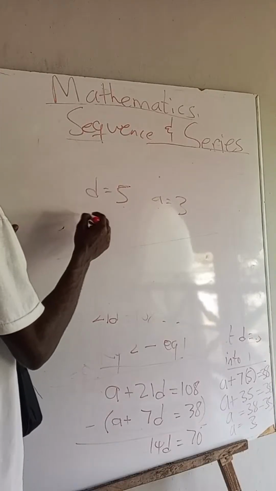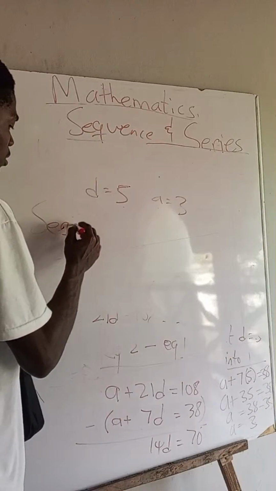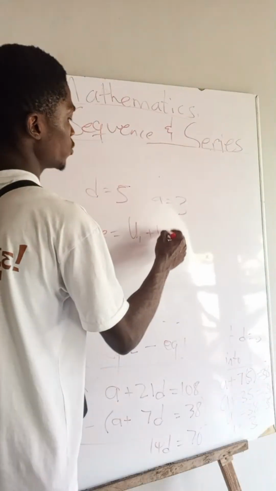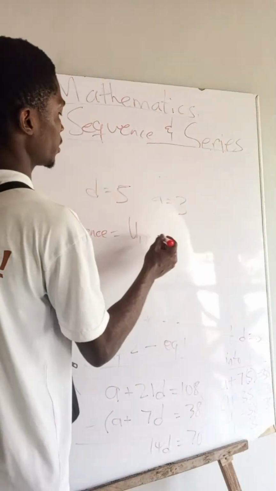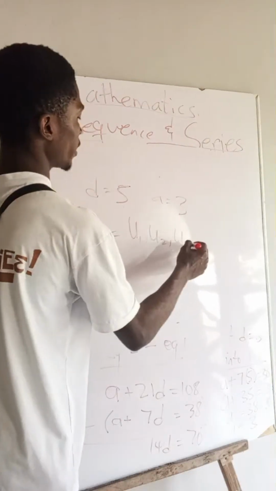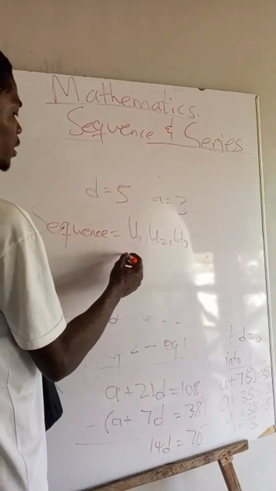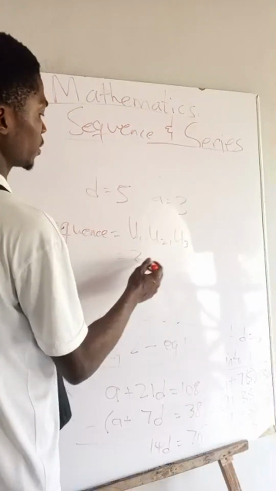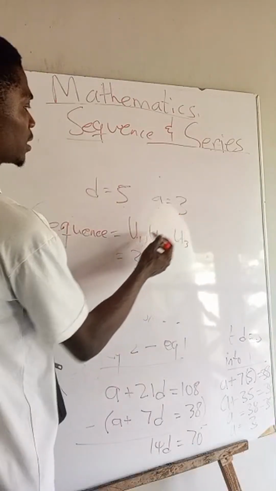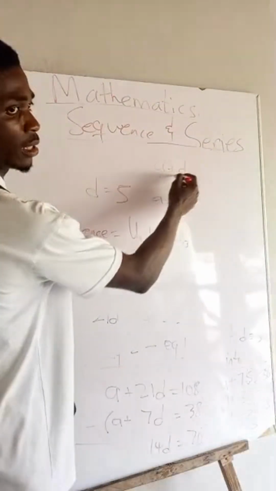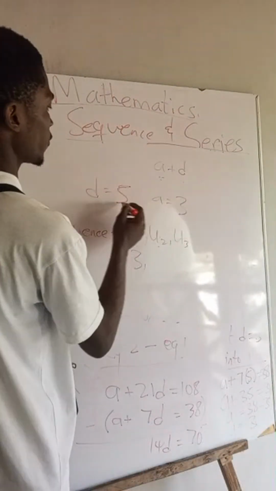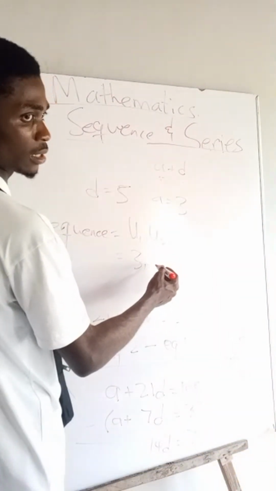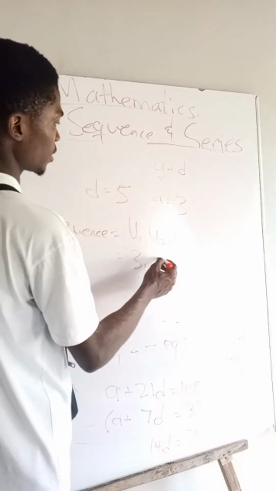So let me say the sequence is going to be u1, u2, u3, right? So what will be the u1? That is the A, right? And the A is 3, so 3. The u2 is A plus D, right? So since it's A plus D, we can get 3 plus 5, which is 8. Do you understand? Should I express it? Okay, so we are going to have 8.